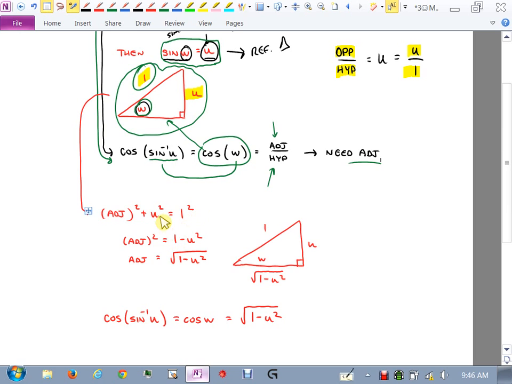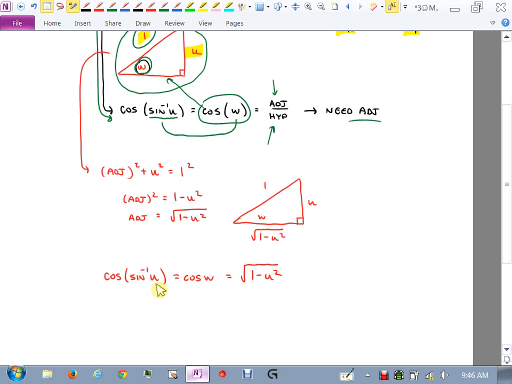I square 1, I get 1. I bring the u squared to the other side, and then I just need to know what the adjacent is, so I take the square root of both sides. So I know that the adjacent side of that triangle is the square root of 1 minus u squared. So now looking at this new reference triangle, which is the same triangle with the added detail of this leg, I can now talk about what this is. Cosine of sine inverse of u, we said, was cosine of w, but cosine of w was this adjacent over 1. So square root of 1 minus u squared over 1 is this. So this expression is equivalent to this expression, and that's what we're looking for.